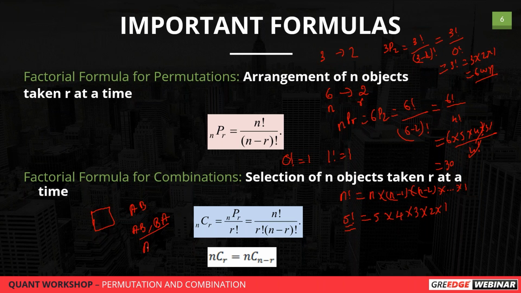Now take an example of one letter. How many ways can we arrange it? I can arrange one letter in one way. That is A. If it is empty, the empty set can be arranged only one way. That is the empty set.